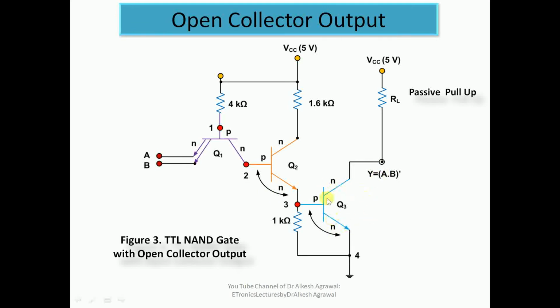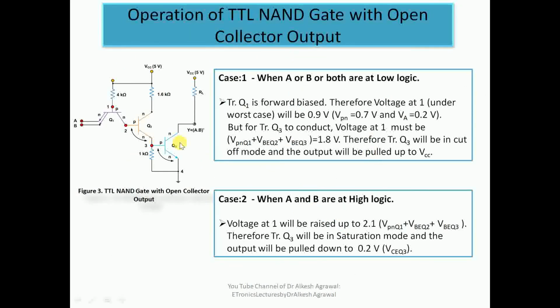But if this Q3 is in cutoff mode, it means Q2 is also in cutoff mode, and the potential at this point is not sufficient to drive Q2 and Q3 into on and saturation state. Under that case, output will be pulled up by the supply. So this is how we understand the operation of this open collector. Now we'll go into much detail.